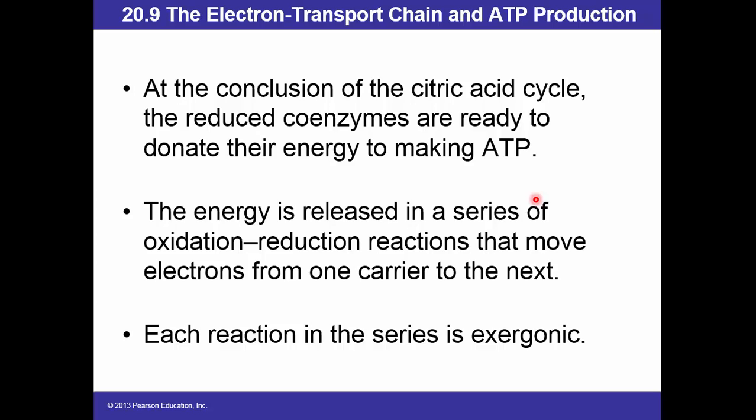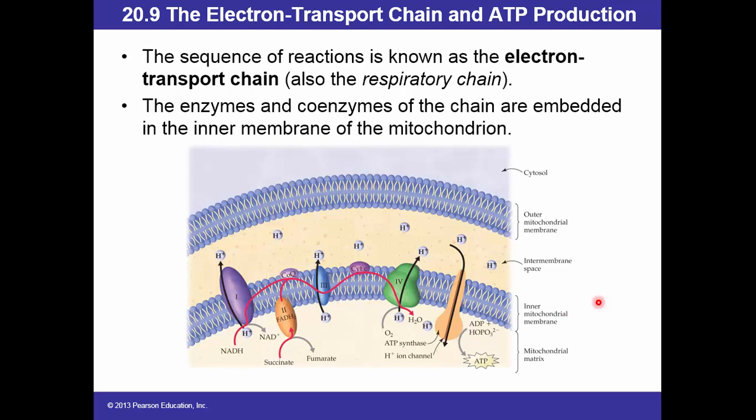Now, at the conclusion of the cycle, the reduced coenzymes are ready to donate their energy to making ATP. The energy is released in a series of oxidation-reduction reactions that move electrons from one carrier to the next. Each reaction in the series is exergonic. Now, the sequence of reactions is known as the electron transport chain, also the respiratory chain. The enzymes and coenzymes of the chain are embedded where? In the inner membrane of the mitochondria.